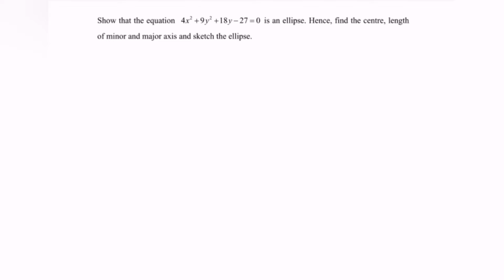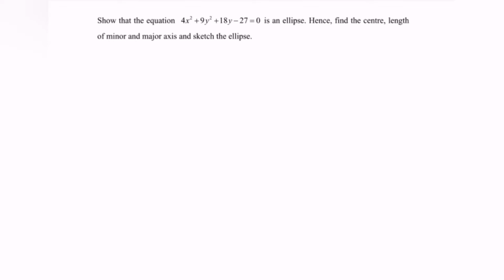In this video, I'm going to discuss the example for ellipse. Show that the equation 4x squared plus 9y squared plus 18y minus 27 equals 0 is an ellipse. Hence, find the center, length of minor and major axis, and sketch the ellipse. So first, we are going to show the equation is an ellipse.